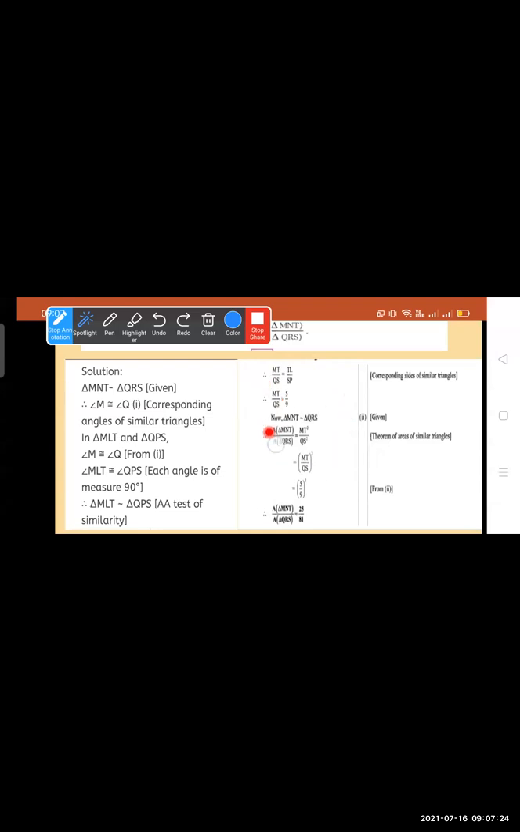They say that triangle MNT is similar to triangle QRS. If these triangles are similar, then the ratio of the areas of the triangles is equal to the square of their corresponding sides. So we write (MT by QS) whole square. MT is 5 and QS is 9, so write down their squares. 5 squared is 25 and 9 squared is 81. So the ratio is equal to 25 by 81.